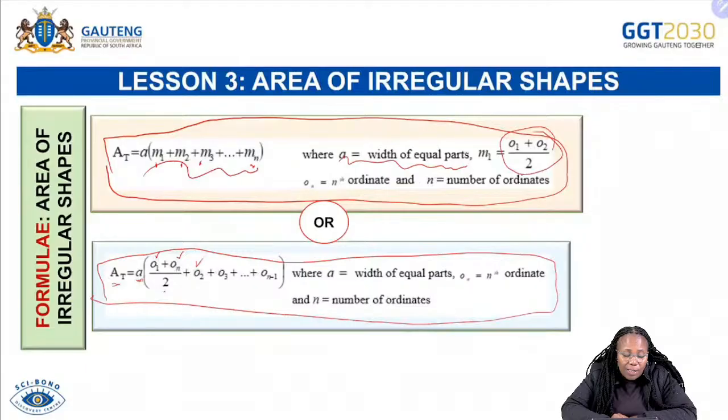With this one, you just substitute your second ordinate, your third ordinate, up to the ordinate before the last one. That is why it is saying n minus 1. You can't substitute the last ordinate because you have already substituted there. You take an ordinate before the last one, okay? So these are the formulas. They are on your formula sheet at the back of your question papers.